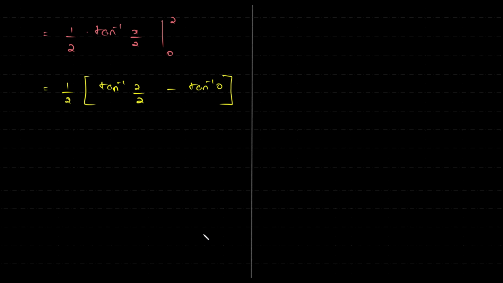So this is clearly tan inverse of 1, which is pi by 4, minus tan inverse of 0, which is 0. So we get pi by 4. Pi by 4 into 1 by 2 is pi by 8. So that's your answer.